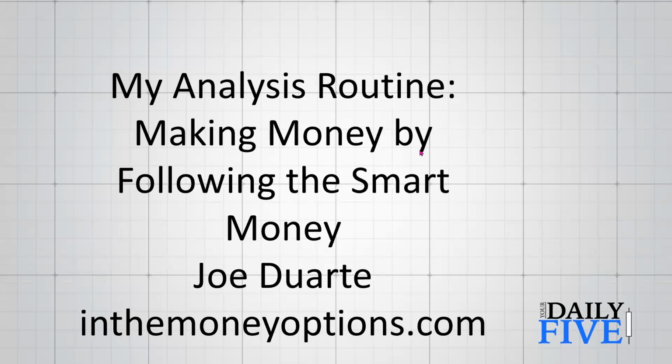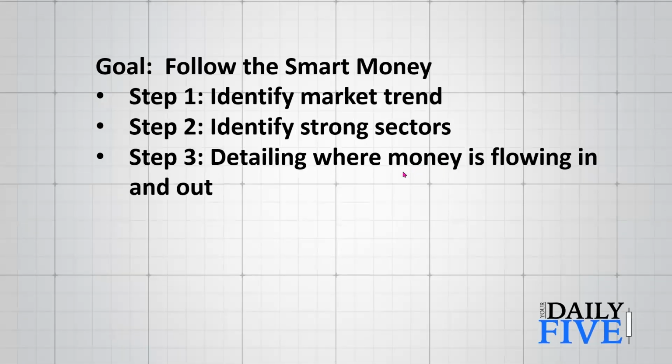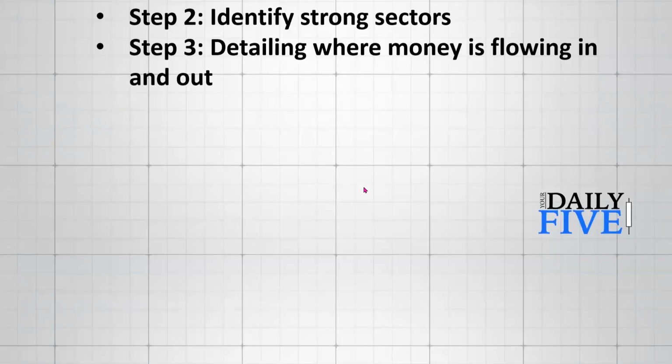But today I want to talk about my analysis routine and how to make money by following the actions of the smart money. All right, so our goal is to follow the smart money. And the first step is to identify the market's trends. Second step, identify the strong sectors. And the third step, detailing where money is flowing in and out.